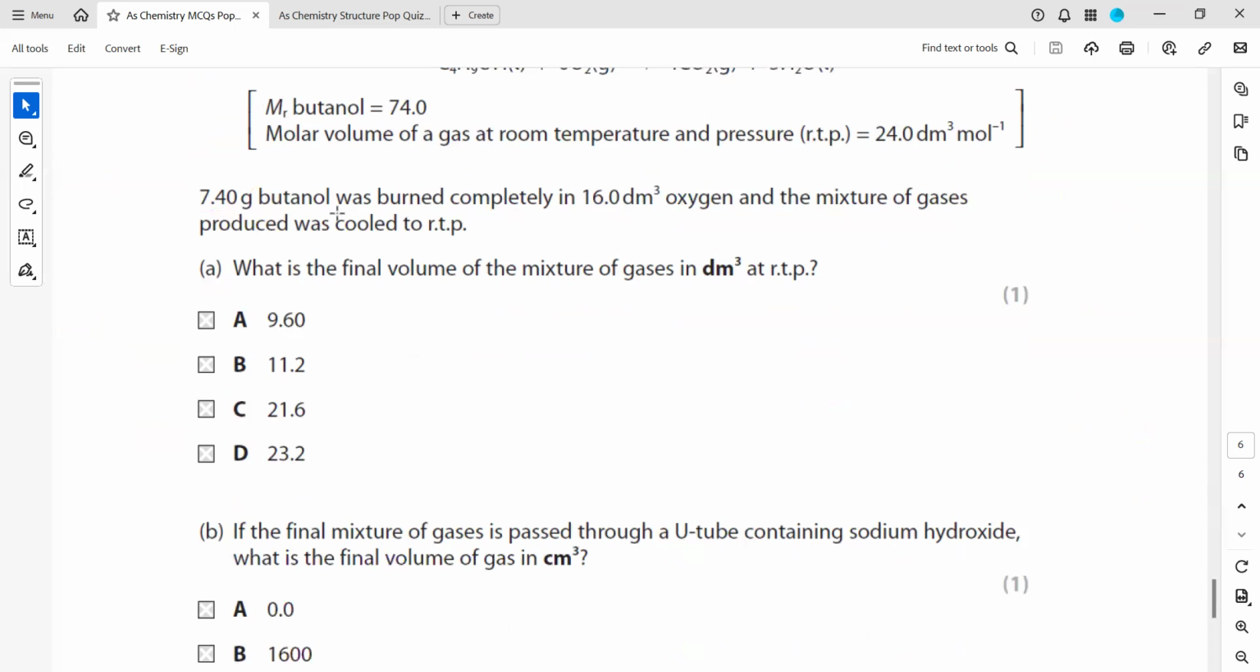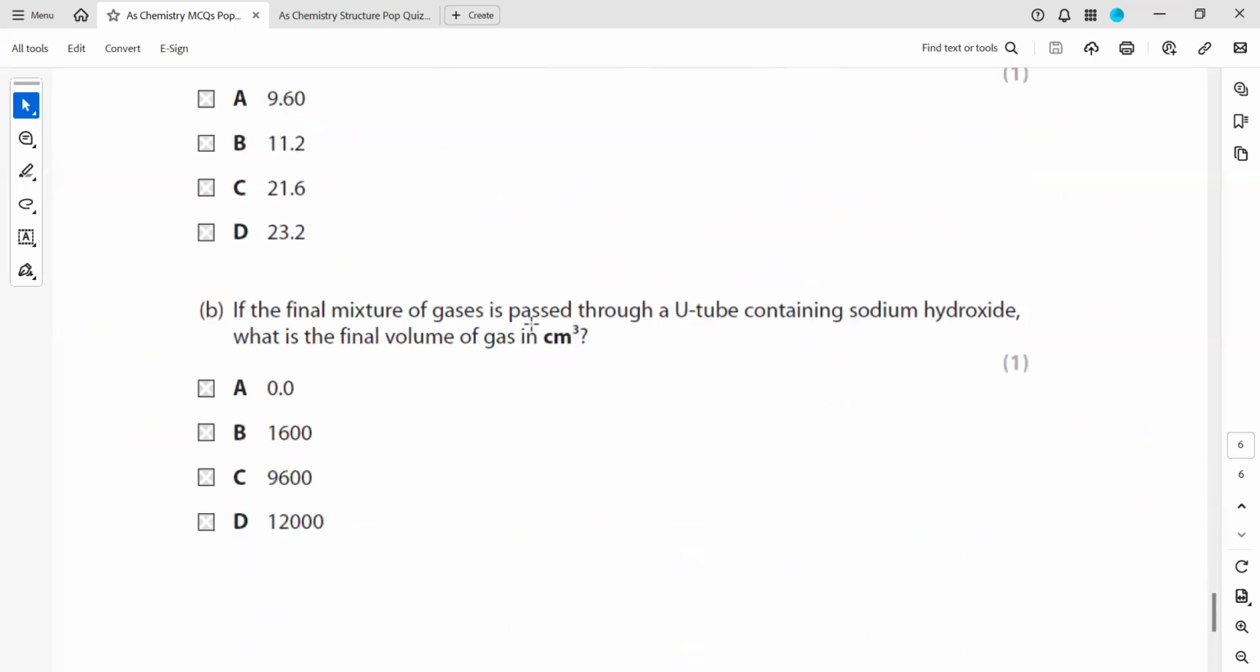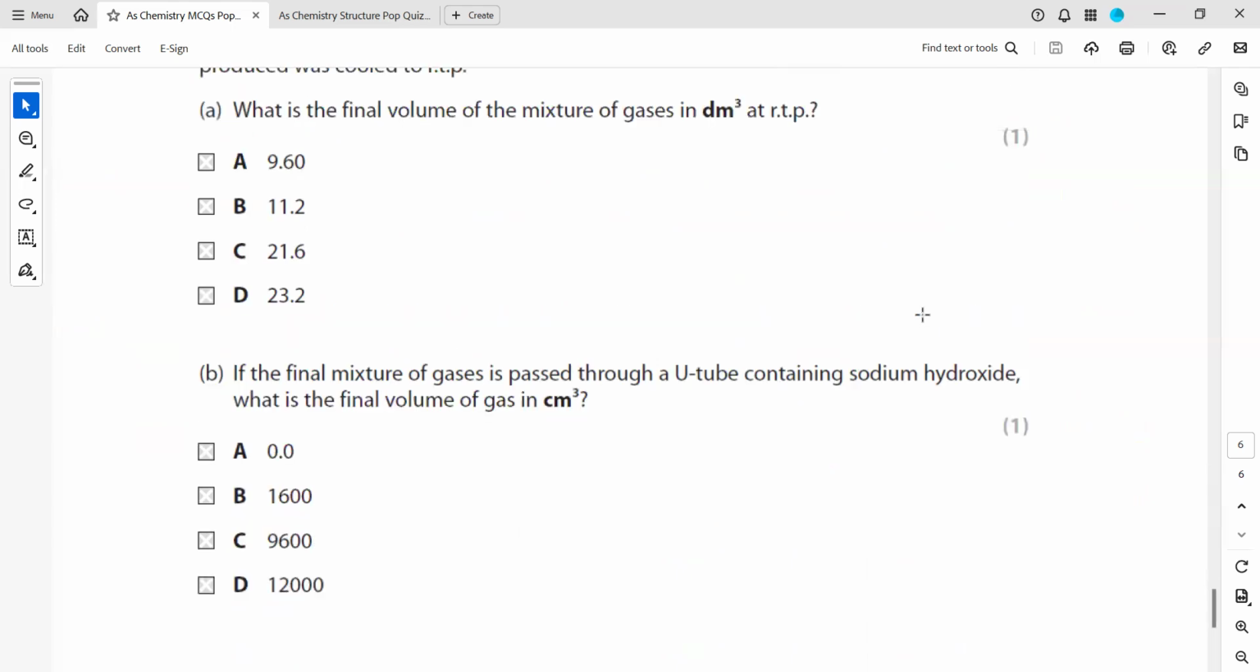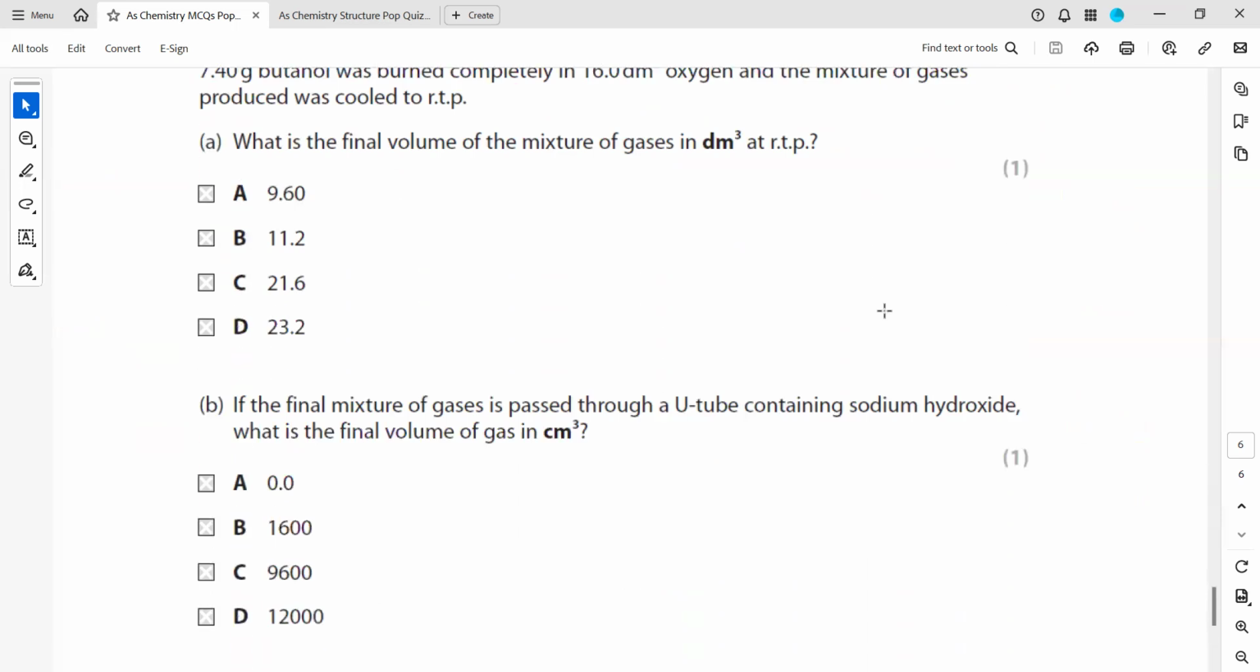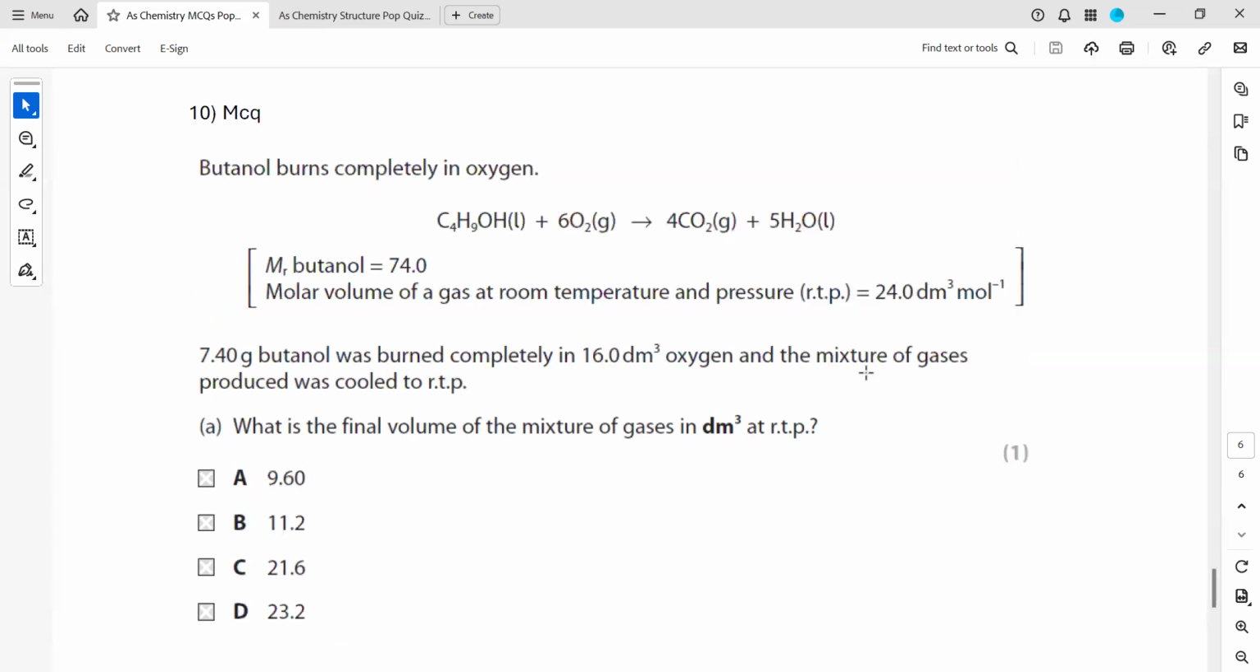Now, if the final mixture of gases is passed through a U tube containing sodium hydroxide: sodium hydroxide is an alkali. So which substance will it react with? It will remove the carbon dioxide, because an acidic oxide can react with an alkali. Carbon dioxide is an acidic oxide, so it will react with sodium hydroxide and be removed. So what are we left with? We are left with the unreacted moles of oxygen only.